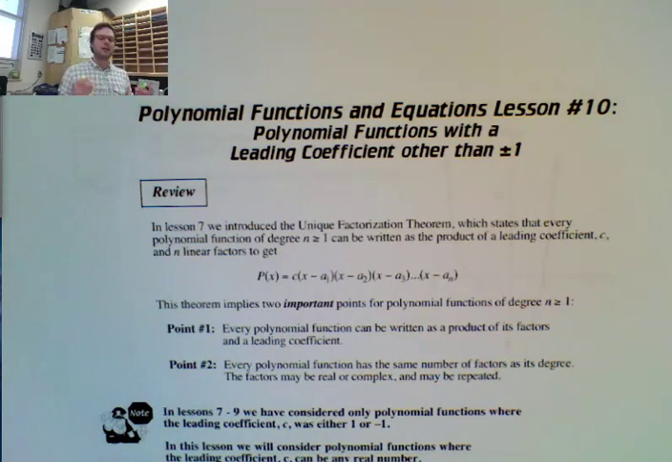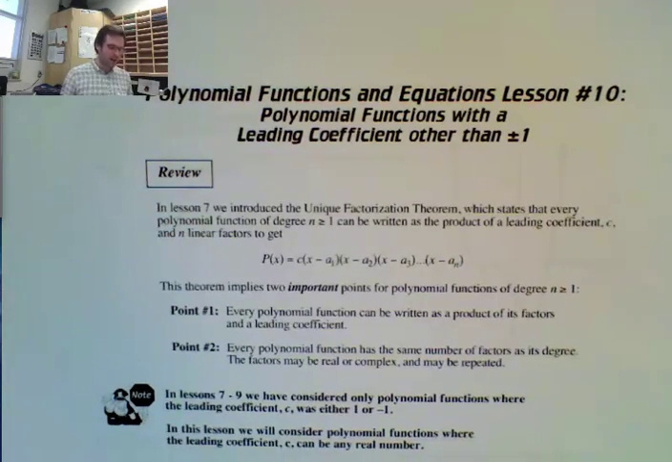So now, today we're going to be looking at leading coefficients other than 1 and how they affect a polynomial function. We're also going to look at how to find the leading coefficient of a polynomial function if we're given a point and the zeros, or the roots and the factors, okay? So before we start off, we're just going to review some points here.